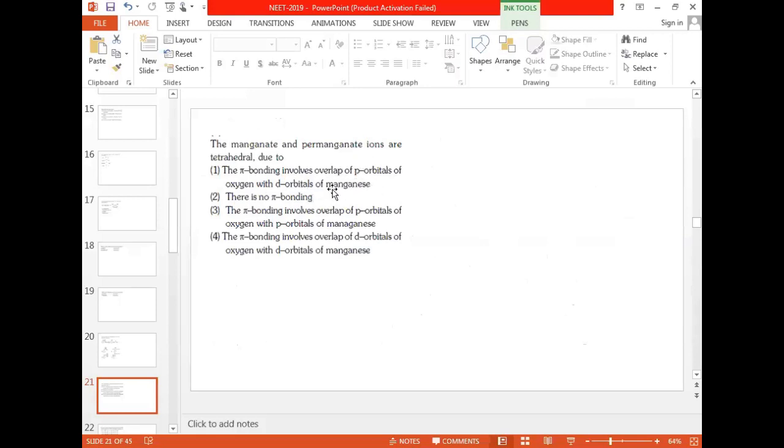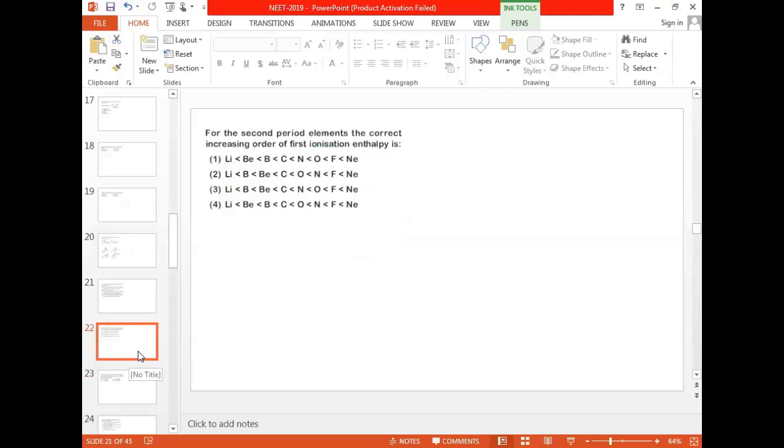Directly I can go with option 1. I am not even looking at the other options because I decided the first option is the right one. In the second option, no bonding is given. In the third option, p orbitals of oxygen and p orbitals of manganese are given, which is wrong. In the last one, d orbitals of oxygen are given, but oxygen has no d orbitals, and d orbitals of manganese is right. That is why the 3rd and 4th statements are given oppositely. So we select option 1 only.